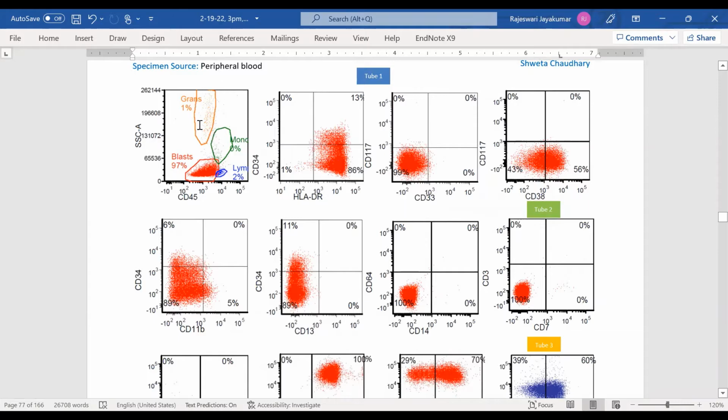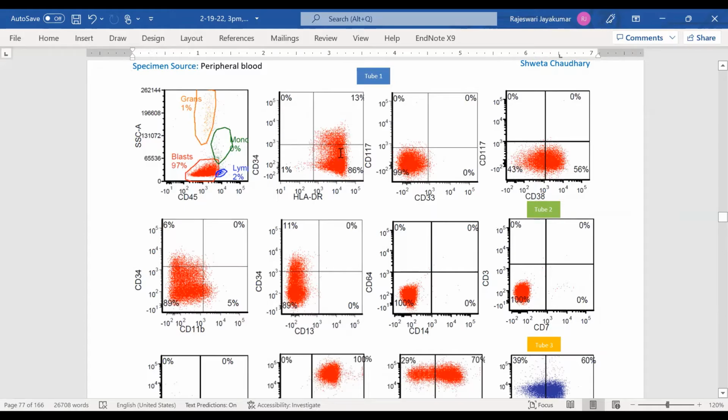Very few cells are there in the granulocyte gate, which has very high side scatter and dimmer CD45 than lymphocytes, and there is essentially nothing in the monocyte gate. The majority of the cells are in the blast gate, which is defined by dim CD45 and low side scatter. And when we follow through these blasts, they are painted red and they express HLA-DR.